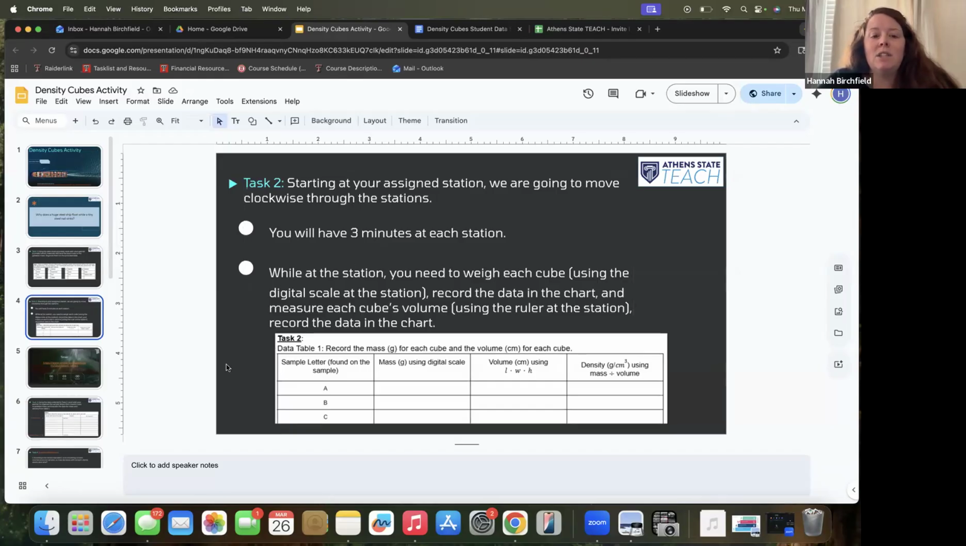It says while at the station, you need to weigh each cube using the digital scale at the station, record the data in the chart, and measure each cube's volume using the ruler at the station.